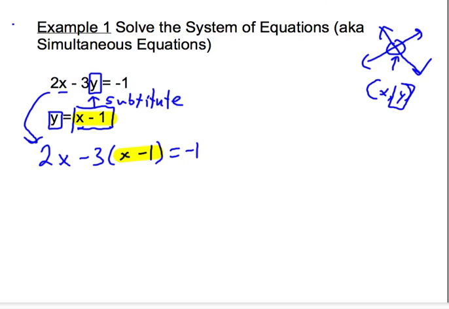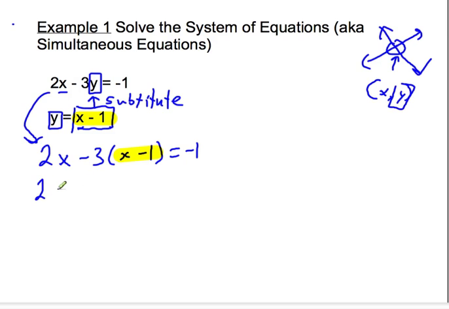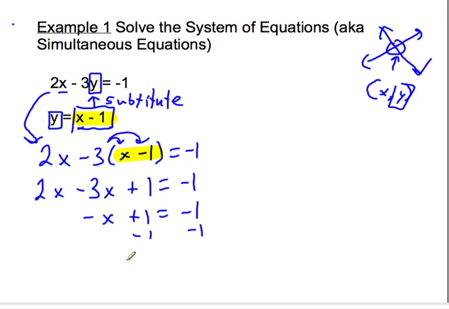So this part became the y value. What we're going to do now is, we have one equation with one variable, so we can solve for x right now using this equation. So we've got 2x minus, and I'm going to use the distributive property here. Negative 3 times x is negative 3x. Negative 3 times negative 1 is positive 3. That equals negative 1. So here we have negative 1x, or just negative x plus 3 equals negative 1. I can subtract 1 from both sides. We get negative x equals negative 2. Then we can divide both sides by negative 1 or multiply both sides by negative 1, and we'll get x equals 2.